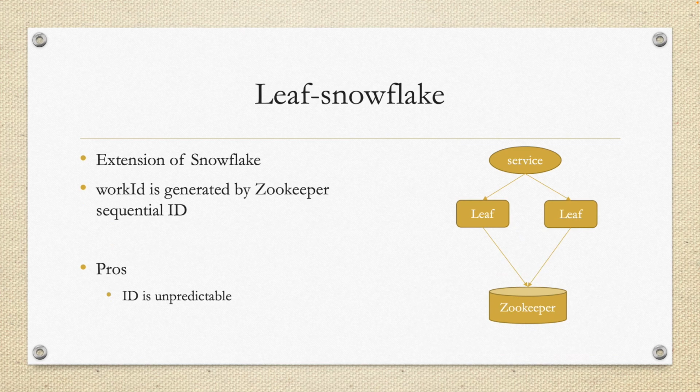To solve this problem, Meituan provides a leaf Snowflake solution. We can see that this leaf will not depend on the database to generate the ID segment, but using Snowflake, it will depend on Zookeeper. This solution is an extension of Snowflake, and the worker ID is generated by the Zookeeper sequential ID. Using this solution, the ID is unpredictable, and it can be used for external use cases.